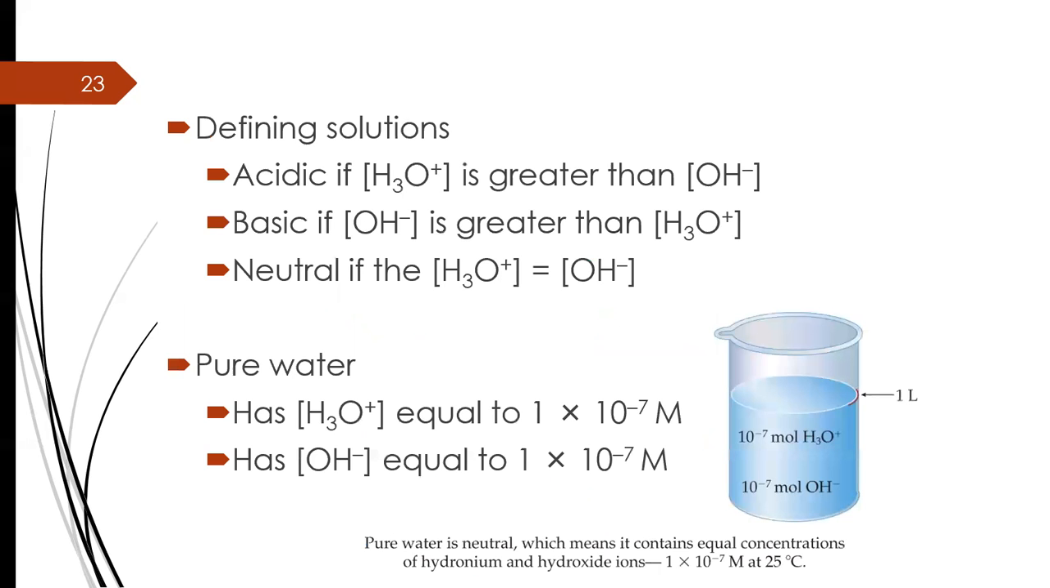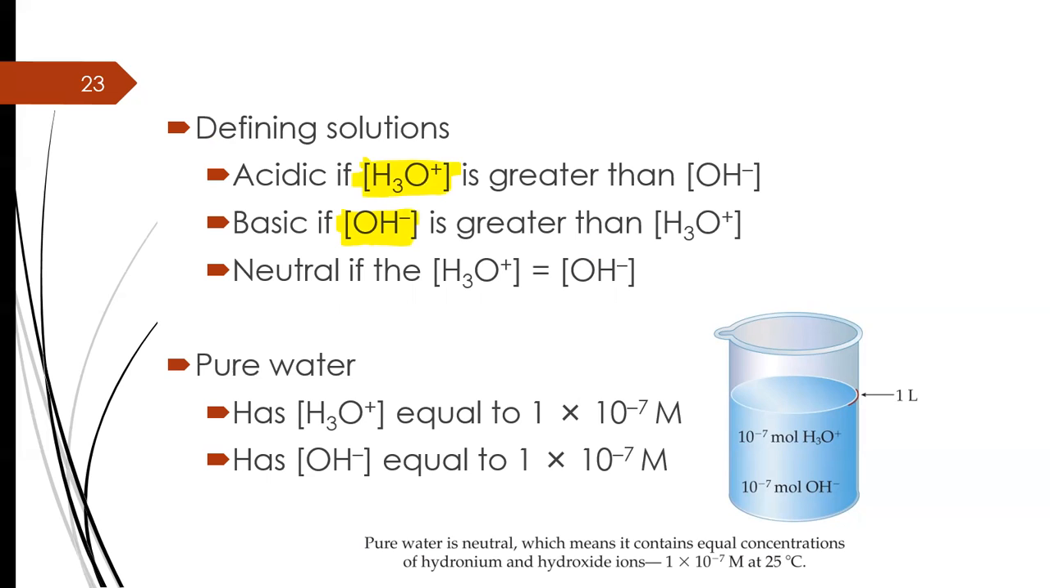And now, when we're defining our solutions, we define them either as being acidic or basic or neutral. And the concept is all based on our hydronium and our hydroxide concentration. So if hydronium is greater, then that is going to be an acidic solution. And if the hydroxide is greater, then that's going to be our base solutions. When they are equal to each other, then it's called a neutral solution.